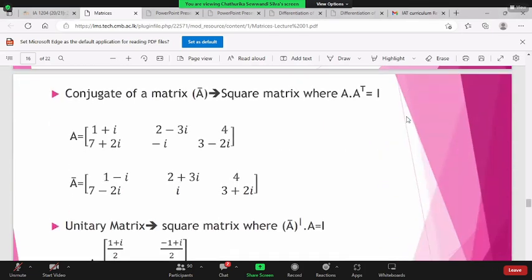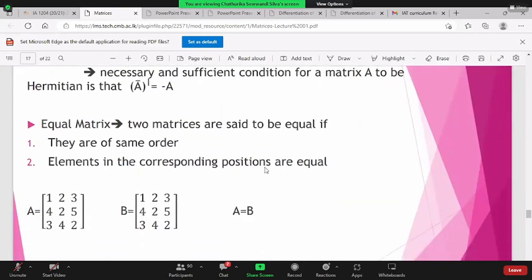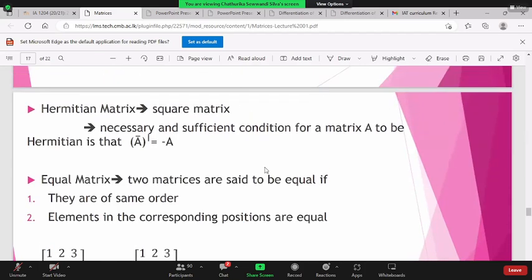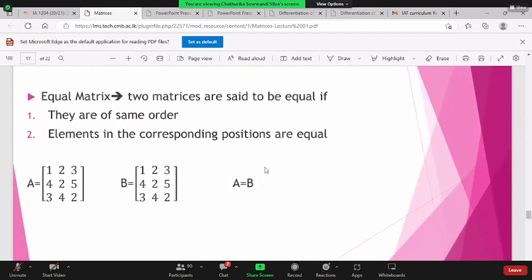Then conjugate of a matrix we know. Square matrix. Unitary. So again, this one. Hermitian. So after that, this one.